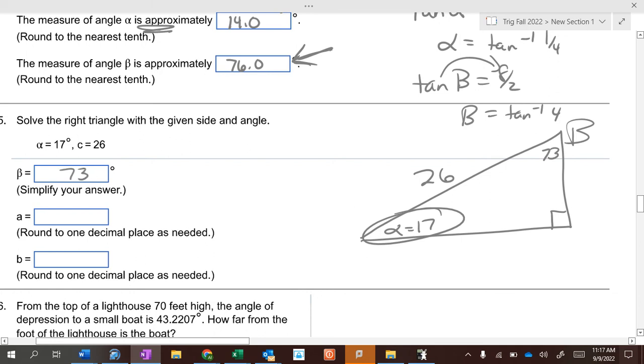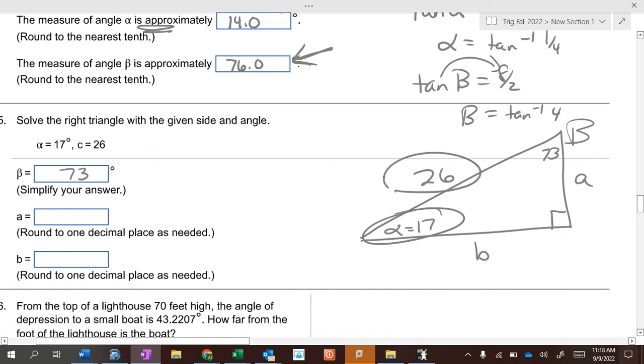Now, it asks for sides A and B. How in the heck do I know what sides A and B are? Well, this is how we do it in trig. If this is angle alpha, side A is opposite of it. If this is angle beta, side B is opposite of that. Now we know which one is side A and which one is side B.